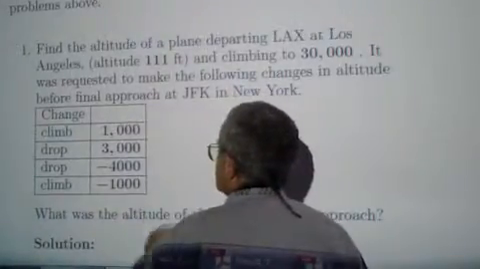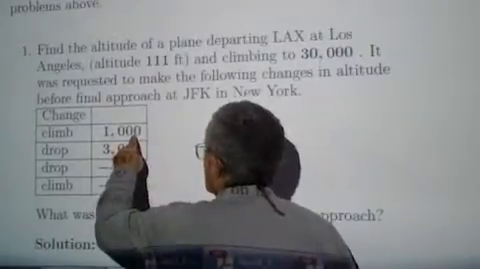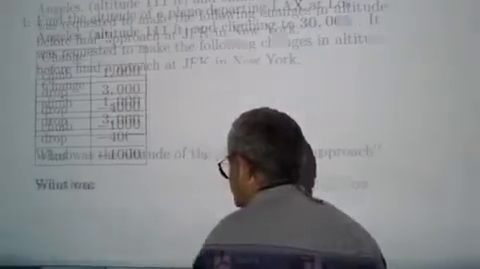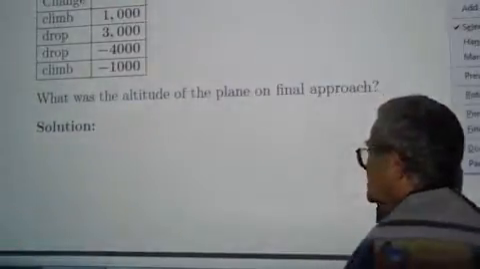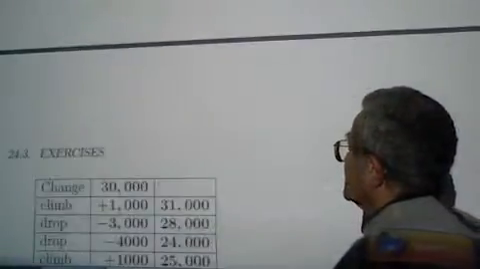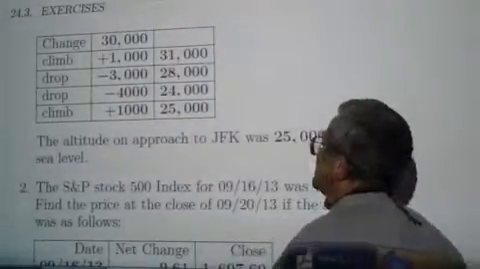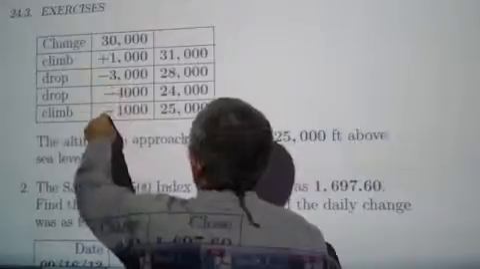So when you take 33,000 and you add 1,000, you subtract 3,000, you subtract 4,000, you add 1,000, I got 25,000. Okay. Here I made the proper change: minus, minus, and plus.